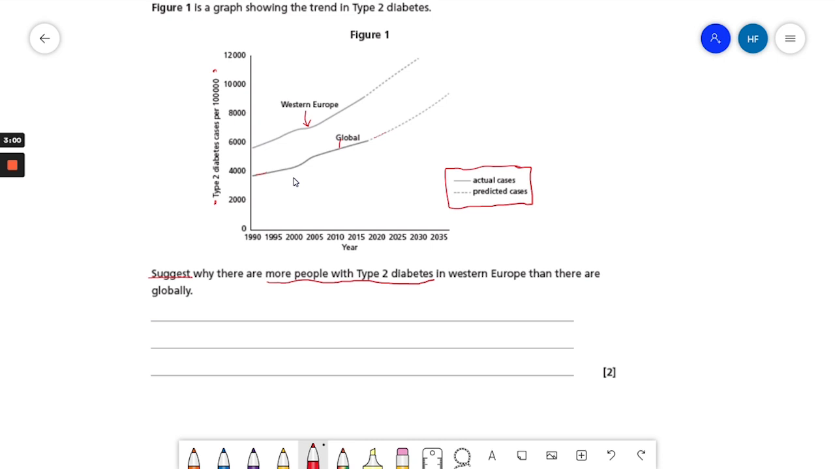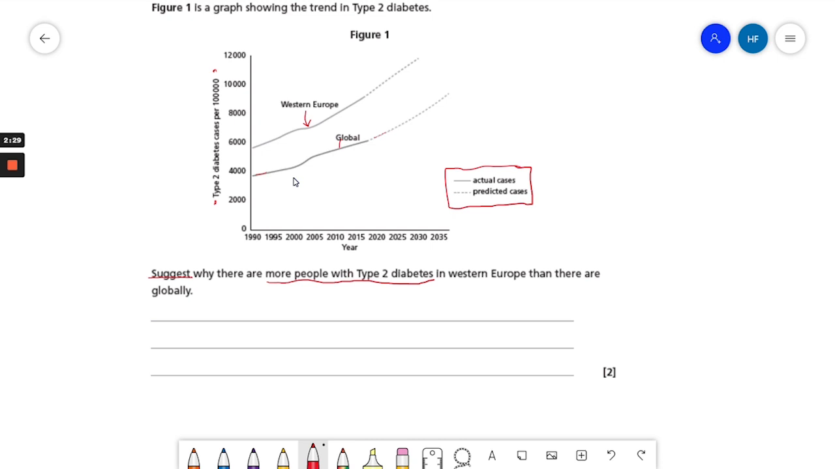Now, if you look at the graph, you can see that across all of the years that are recorded, Western Europe has a higher number of cases per 100,000 than globally, and that's quite a significant difference there. So the question is asking us to suggest why, or in other words, give a reason why this might be. So we need to draw on our existing knowledge and understanding to explain why there are more cases of type 2 diabetes in Western Europe compared to globally.